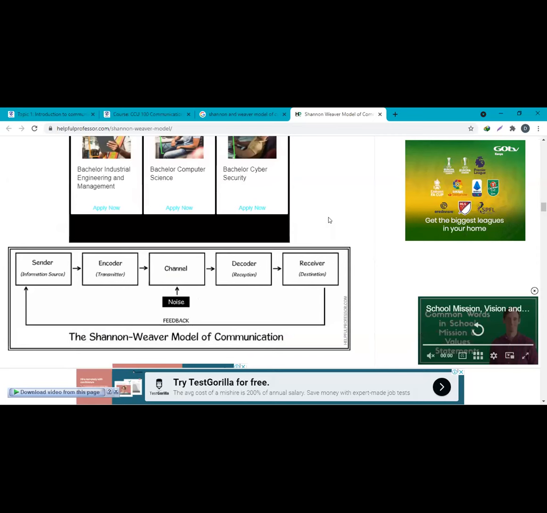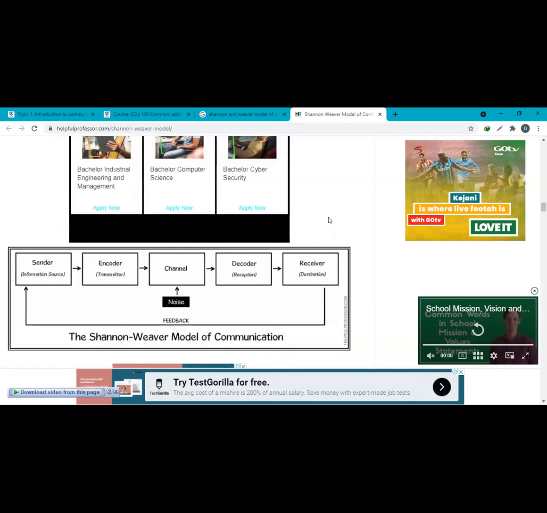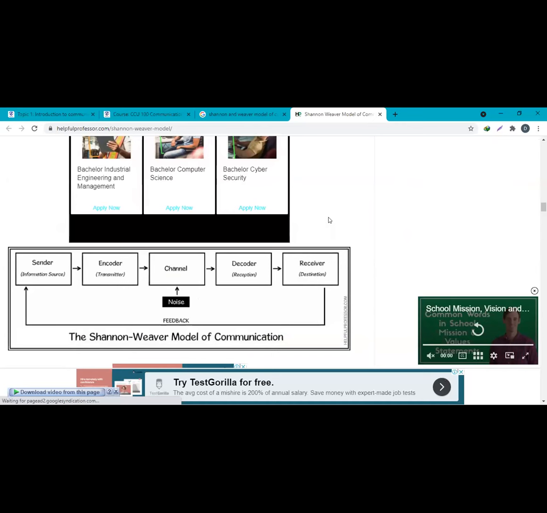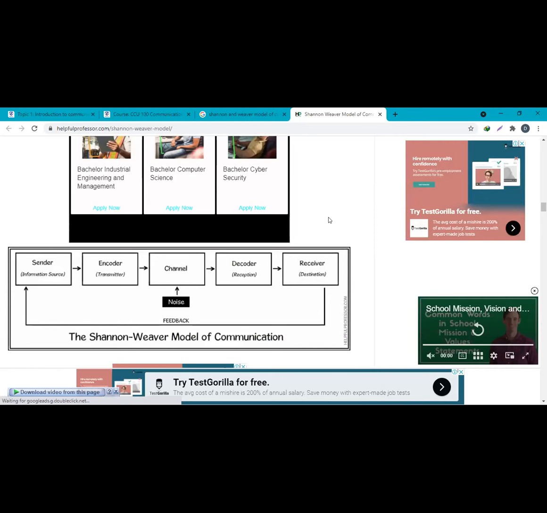A channel can be a mobile phone. A channel can be a television. A channel can be a letter. A channel can be a magazine. A channel can be a book. A channel is a path through which the information is passing to get to the receiver.